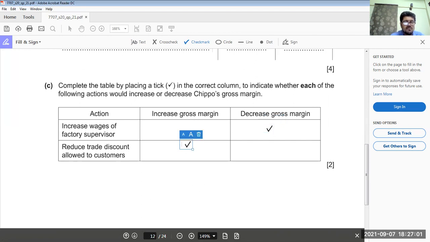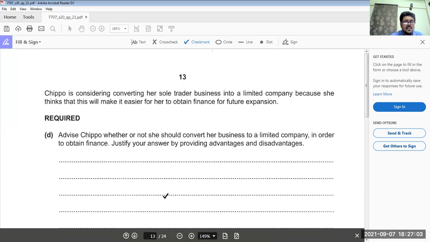Chipu can change from a sole trader into a limited company because she thinks this will make it easier for her to obtain finance. Yes. Now, an advantage of a joint stock company: the largest amount of investment you will get is through a joint stock company. Remember that? The largest amount of investment.